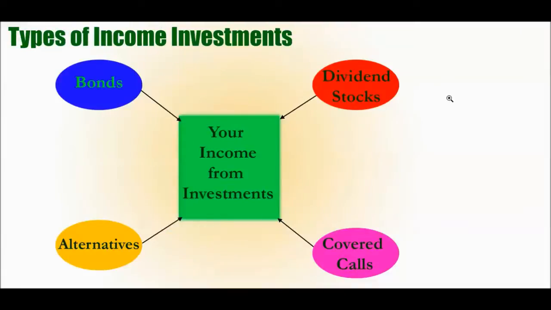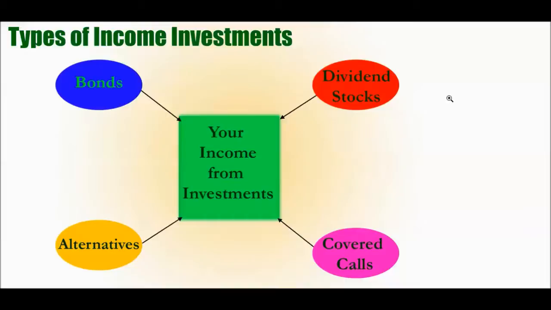Okay, types of income investments. So what are some investments that will yield a fixed payment, regardless of what else is going on in the market, on a regular basis? Okay, and there's basically four categories of income investments. There's bonds, and this is generally regarded as the safest, which is basically a loan.